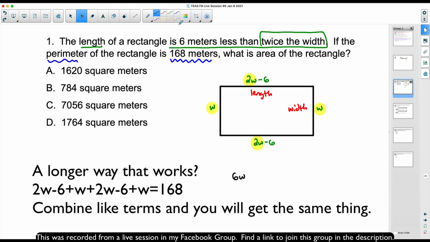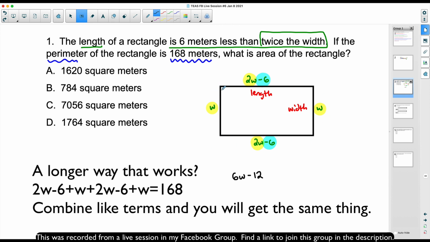Now let's combine like terms with these pieces that don't have variables. We have minus 6 and minus 6 more. Minus 6 minus 6 is minus 12. So 6W minus 12. This is the perimeter.